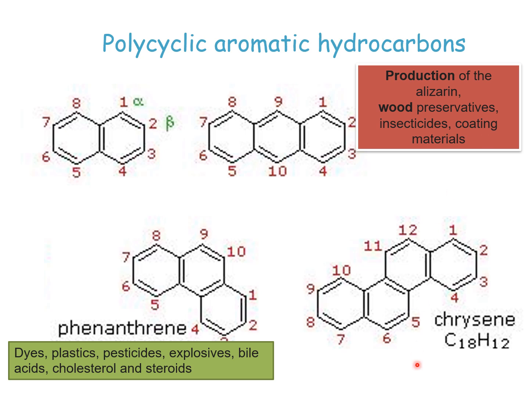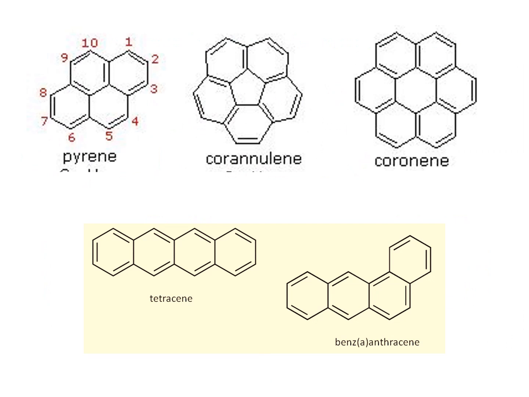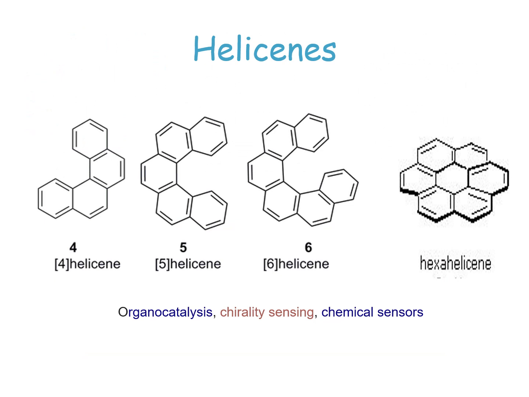Similarly, we have other compounds derived from fused benzenes. We have chrysene, pyrene, corannulene, coronene, tetracene, benzanthracene. These all are aromatic. There is a special class of helicenes which are used as organic catalysts as well as in chirality sensing. They are also available as chemical sensors.